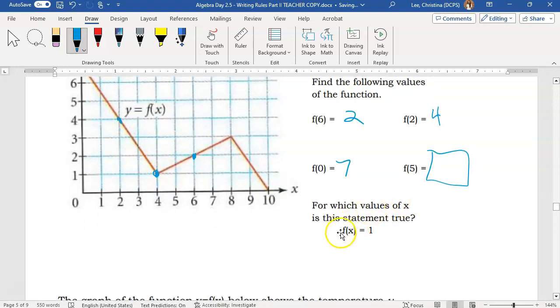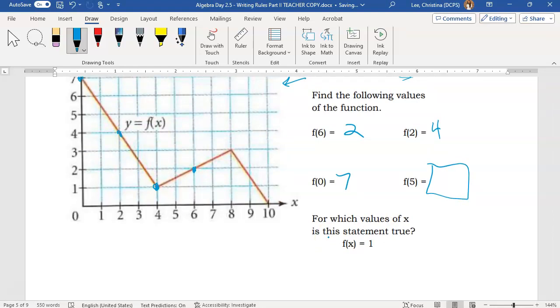It says for which values of x is this statement true? F of x equals 1. So where is y equal to 1? That's here at where x equals 4. It also happens again over here where x equals maybe 9.3 or so, just estimating approximately.